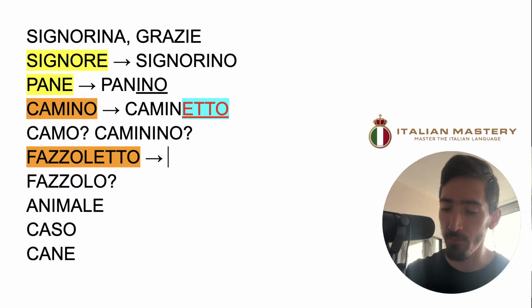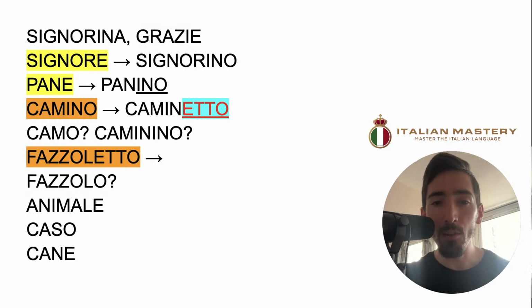And why is it correct? So fazzolino would basically get rid of some of the word, right? So if the word was fazzolo, then fazzolino would make sense. Fazzolettinino, that's just too long. It would basically have the same issue as caminino. It would have a repetition that would make native speakers struggle to pronounce it.